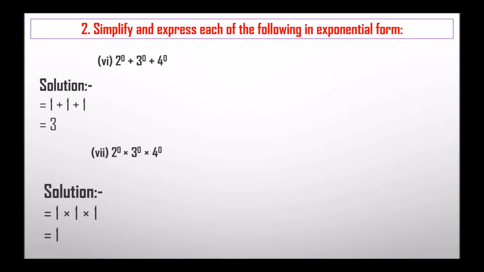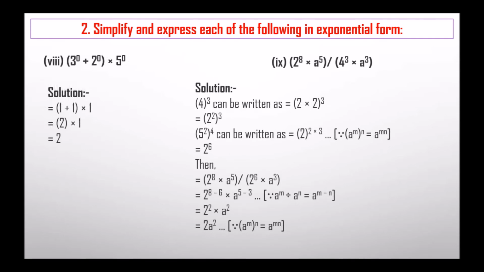Next, 2 raised to 0 plus 3 raised to 0 plus 4 raised to 0 is 1 plus 1 plus 1, that is 3. 2 raised to 0 into 3 raised to 0 into 4 raised to 0, that is 1 into 1 into 1, that is 1. 3 raised to 0 into 2 raised to 0 plus 2 raised to 0 into 5 raised to 0. So 1 plus 1 into 1. So 2 into 1, that is 2.